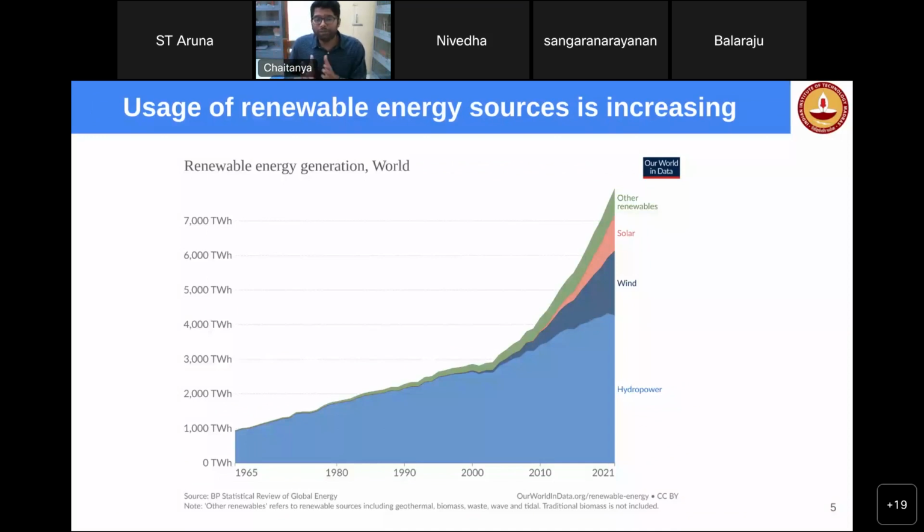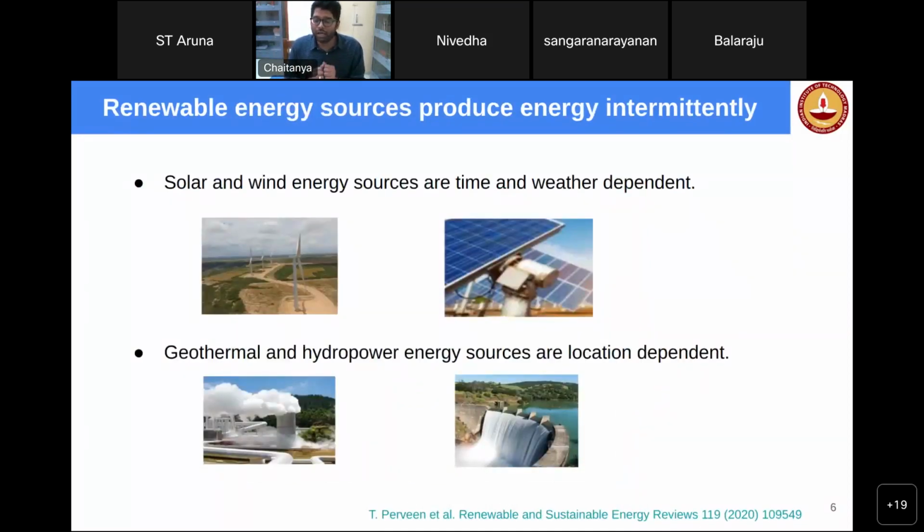However, the problem with renewable energy resources is that they produce energy intermittently. That means on demand, we cannot ask for the renewable energy resource. For example, if I want sunlight or solar energy during the night time, I cannot get it. Similarly, wind energy is weather dependent, and depending on the day and the time, the blowing of the wind might be more or less.